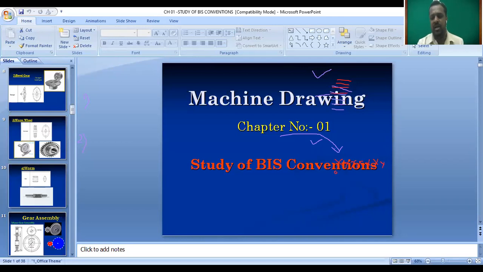But how do we represent this diamond knurling and this straight knurling in the form of the BS convention? How do we represent it in conventional manner?